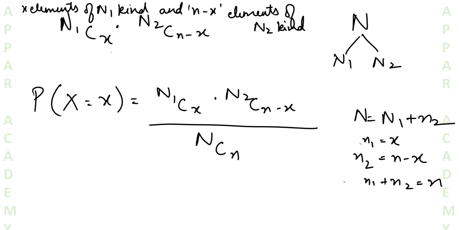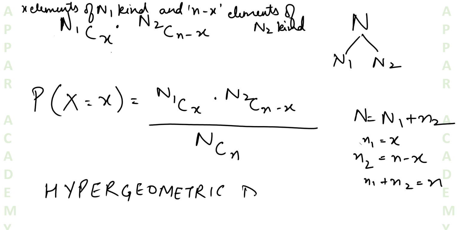So what we have done is the number of ways in which we can pick x elements out of n1 elements, multiplied by the number of ways in which we can pick n minus x elements out of n2 elements, upon the total number of ways in which we can pick the n elements, right? And this entire formula gives us the hypergeometric distribution. So it's quite easy.